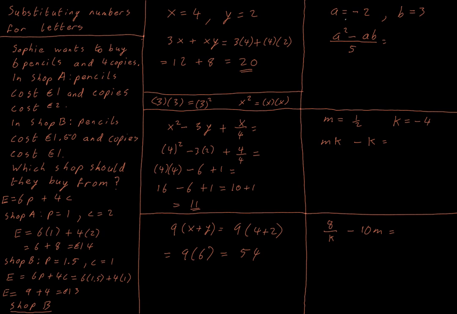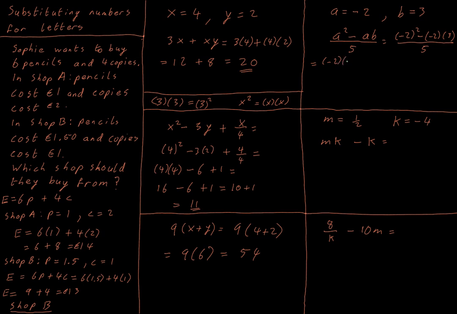Next I have a different situation. Now I have a and b, so now I'm going to substitute anywhere there's an a, I'm going to put minus 2. So minus 2 squared means minus 2 by minus 2, or a multiplied by a, and minus 2 multiplied by b is 3. Make that a little neater. All divided by 5.